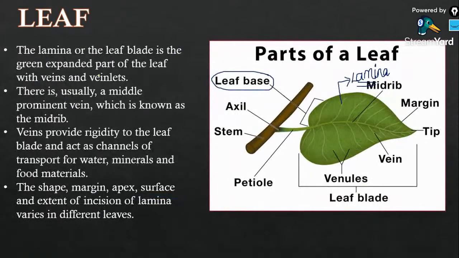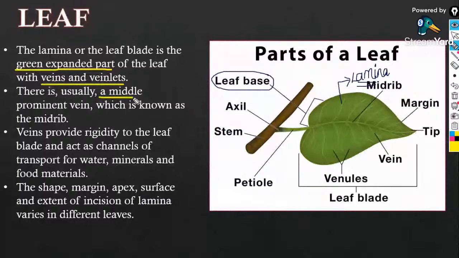So, the lamina or leaf blade is the green expanded part of the leaf with veins and veinlets. There is a prominent middle vein in the center of the leaf, which is known as the midrib. Guys, one of the veins will be very thick and it passes through the center. That you will call the midrib.